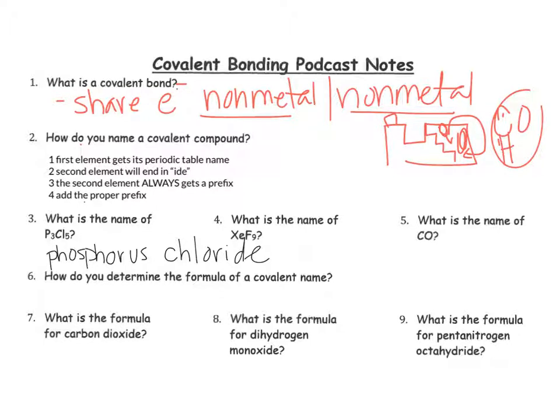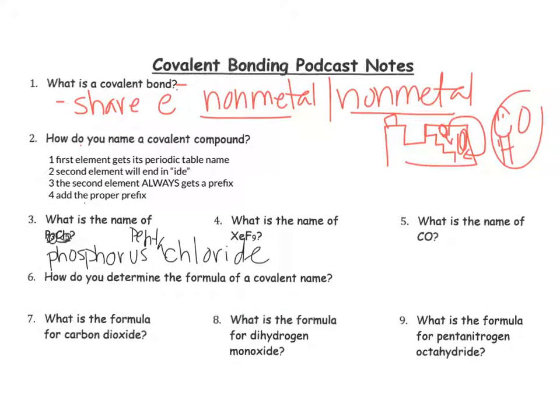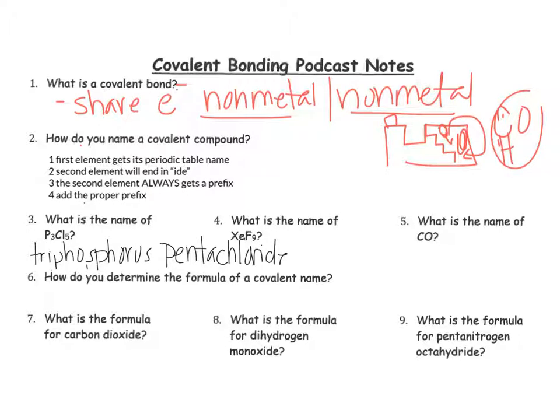So let's just do a couple of examples here. Here we have P3Cl5. The first element gets its name, phosphorus. The second element ends in IDE, so it's chlorine, so now we're at chloride. The second element always gets a prefix. Here I have 5, so this is pentachloride. And then there's a 3 on here, so this is triphosphorus. There we go. It's kind of a long one there. Triphosphorus pentachloride.